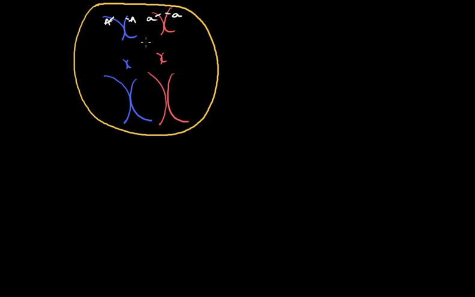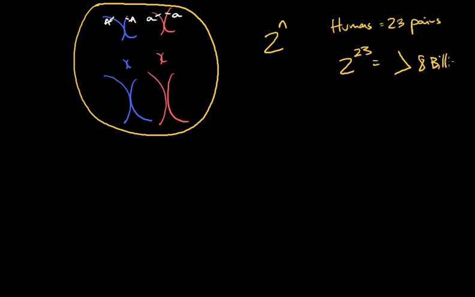So because there's an option of left or right, we use a base of 2 and we raise it to however many homologous pairs there are. So because humans, again, have 23 pairs, homologous pairs, we say that the probability of any genetic combination is greater than 8 billion.